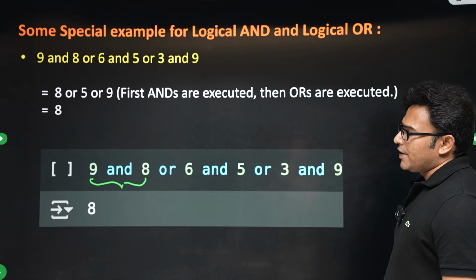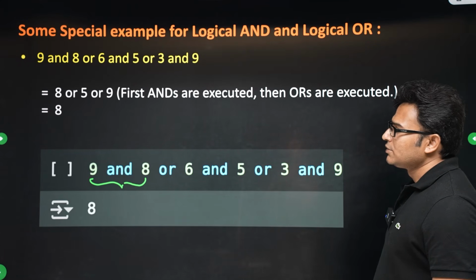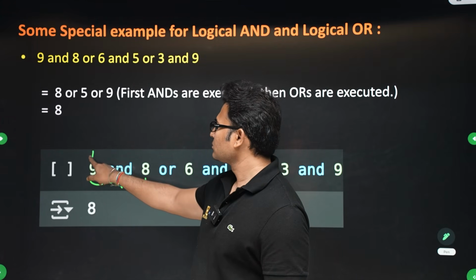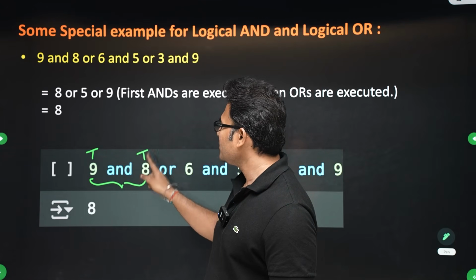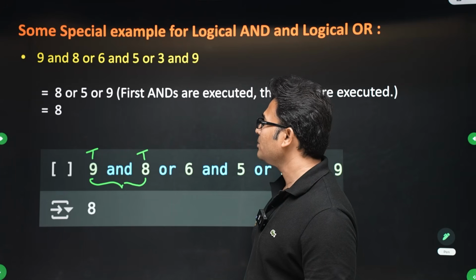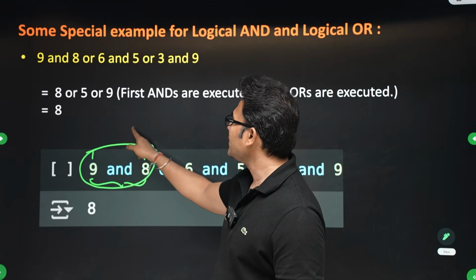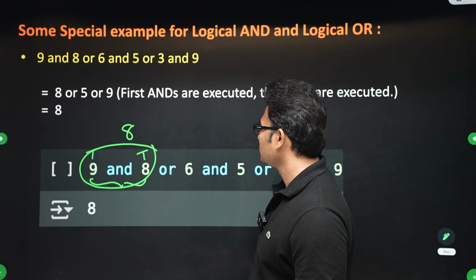And will be given higher priority, right? So what is the output of 9 and 8? So this is true and this is true. 8 means true. Whatever is the last true, that will be the value of this, which means the value of this one is 8, the last true, right?